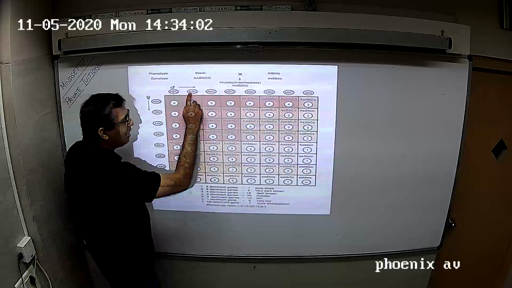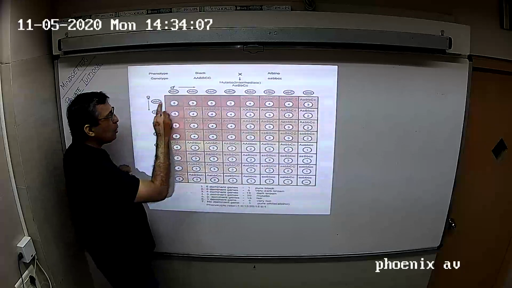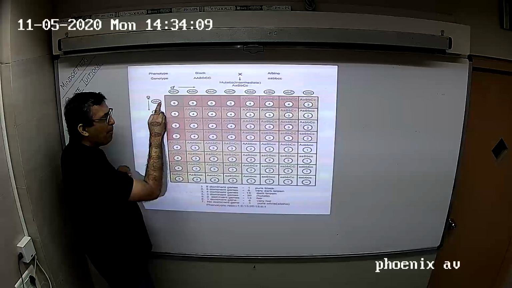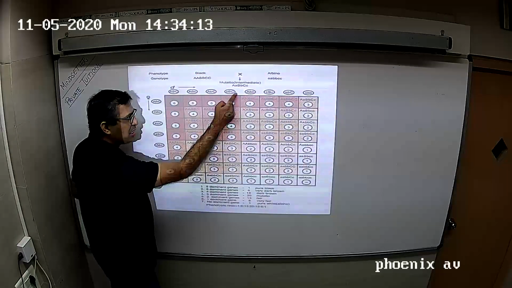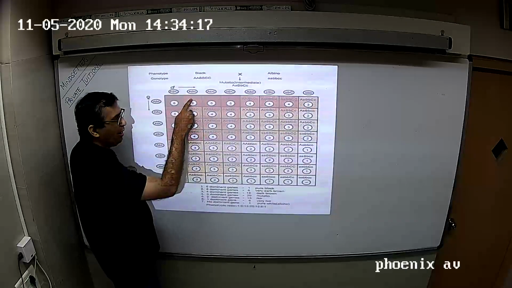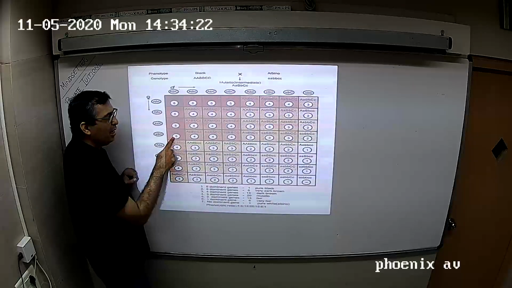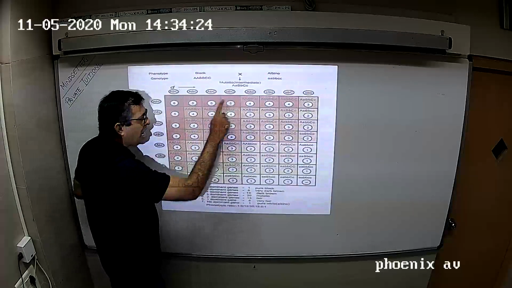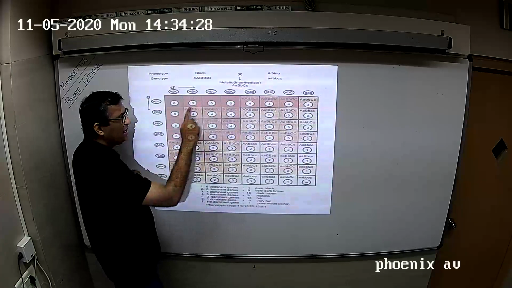But if you remember, these three have got one small. So when A capital, B capital, C capital marries, this is AB capital, this is AC capital, this is BC capital. So five are capitals, one is small. Similarly, these also five are capital, one is small. So these are five capitals. How many offsprings with five capitals? Six.